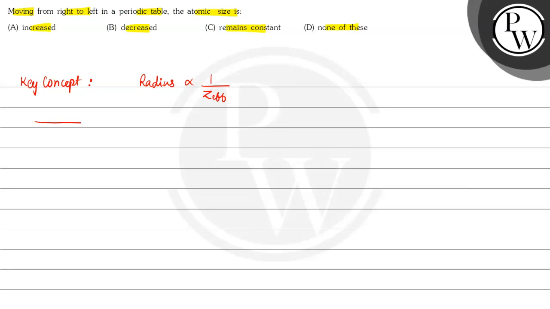So we know when we move left to right in a period, the number of shells remains the same and the number of electrons increases. That is, Z effective in this case will increase, and due to that, radius, or we can say atomic size of elements, will decrease here.